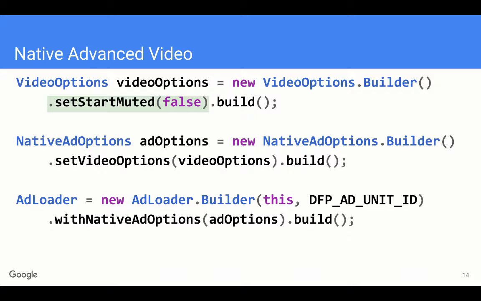The SDK exposes a video options class where you can set this property. Video options are set inside of native ad options, and native ad options is set as part of the ad loader that you build. By default, native video ads will start muted. So this example shows you how to make the video start playing with sound. That's it for native video and native advanced, or custom rendering for you DFP publishers.